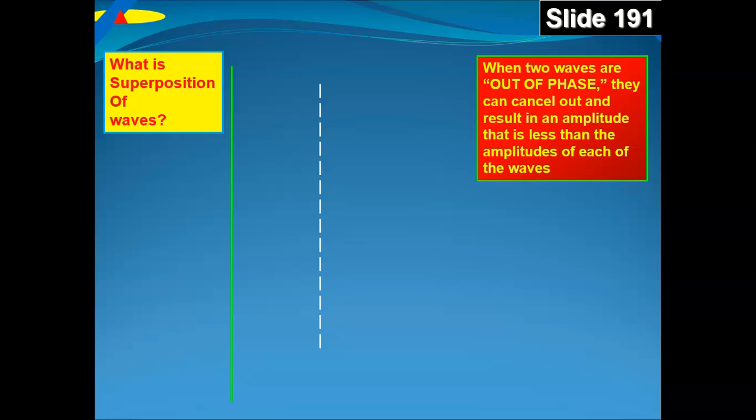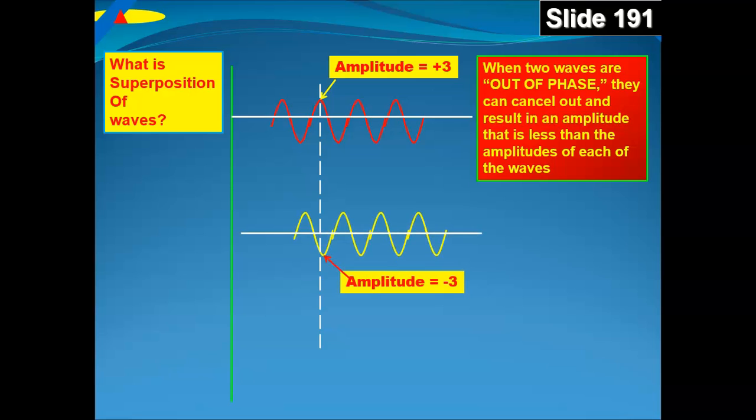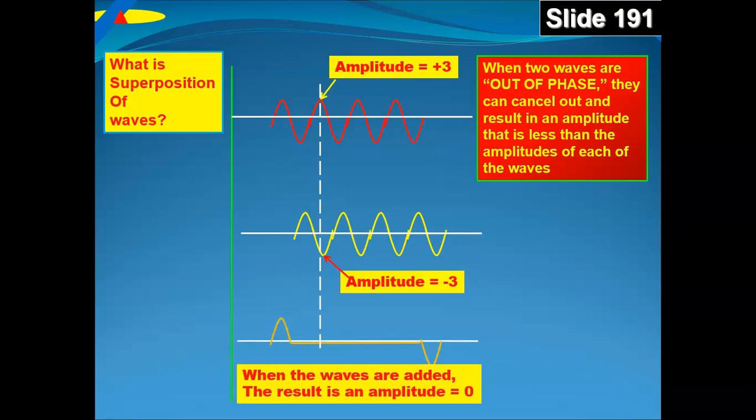When two waves are out of phase, they can cancel out and result in an amplitude that is less than the amplitudes of each of the waves. So there's the amplitude of +3 of the red wave, same wave as on the last slide. And there's the yellow wave, same as on the last slide, but you can see that the top of the red wave lines up with the bottom of the yellow wave. So they're going to cancel out. Just like +3 - 3 equals 0, these two waves cancel each other out at that point and at all other points. So when the waves are added, the result is an amplitude of 0.